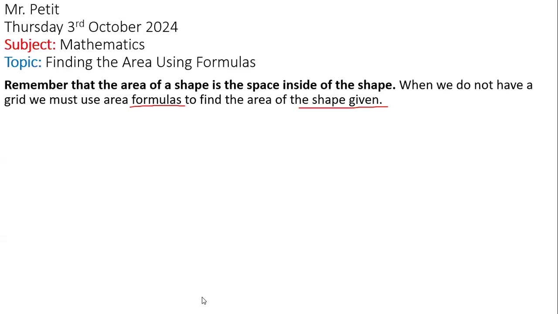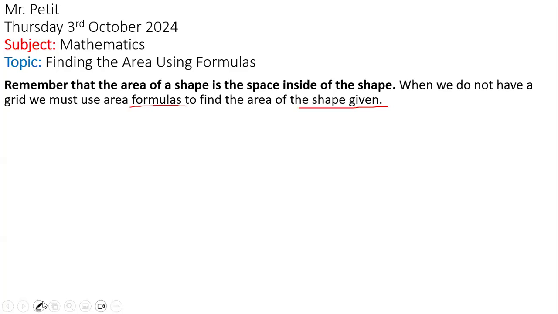Xavier Cooper, where's Xavier Cooper? Good afternoon. Right there. All right. Can you read the 2 sentences to me, please? Hold on, remember that the area of a shape is the space inside of the shape. When we do not have a grid, we must use our area formulas to find the area of the shape given. Very good. Aiden Frandu, are you writing this down? Where's Aiden? Aiden, are you writing this down? Yes, sir.